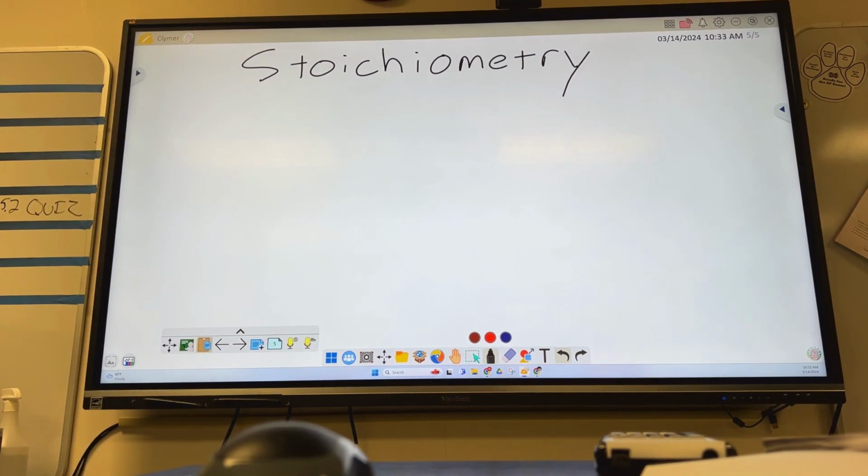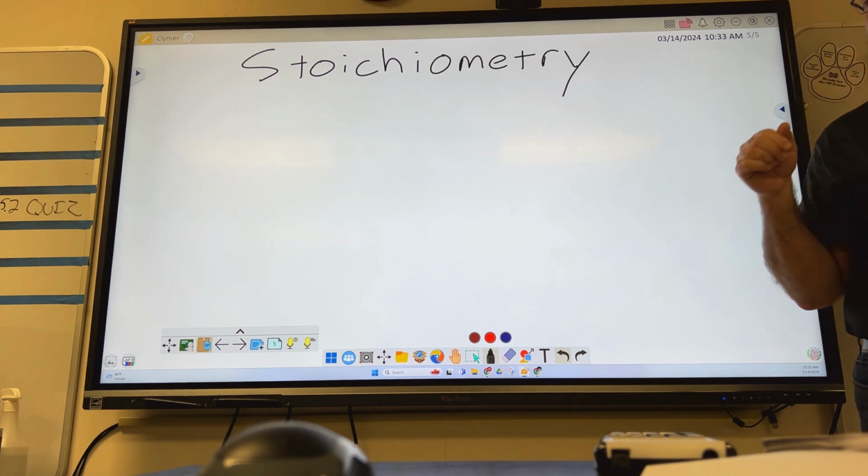All right, so get out your notebooks. We are starting a new section today. This is not tethered to the book, so it's not section 2.1 or 3.7 or anything else. It's just entitled Stoichiometry.